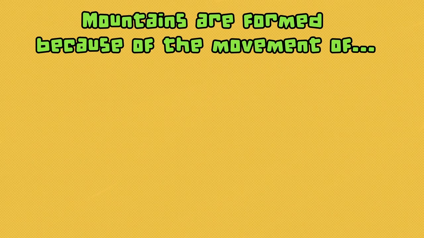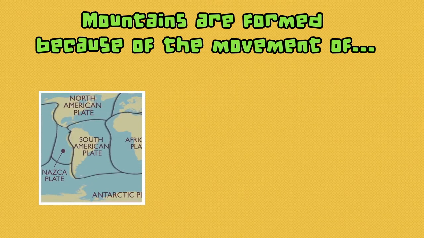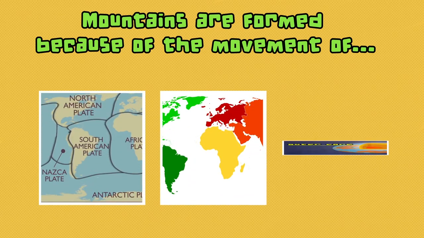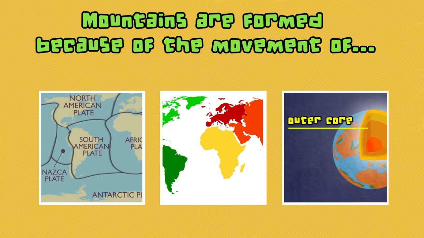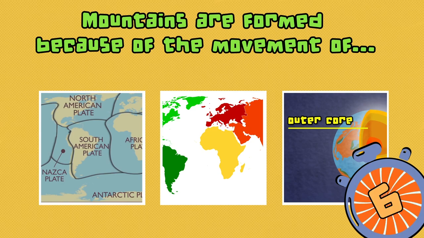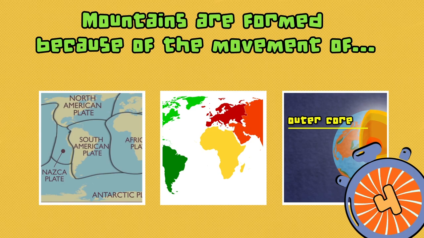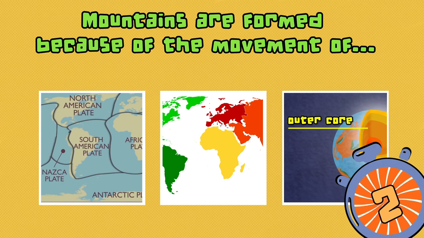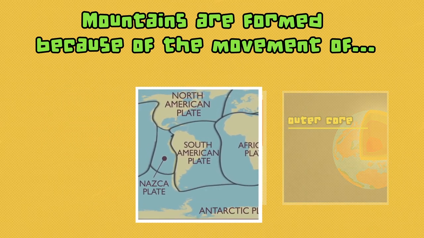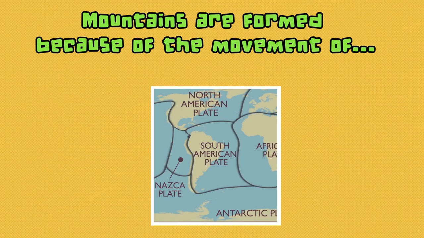Mountains are formed because of the movement of the 7 tectonic plates that the Earth's crust is broken into. Great job!